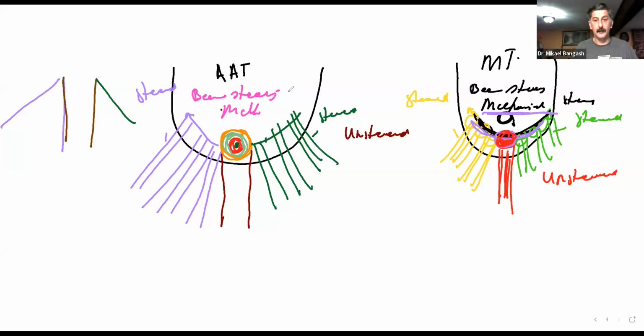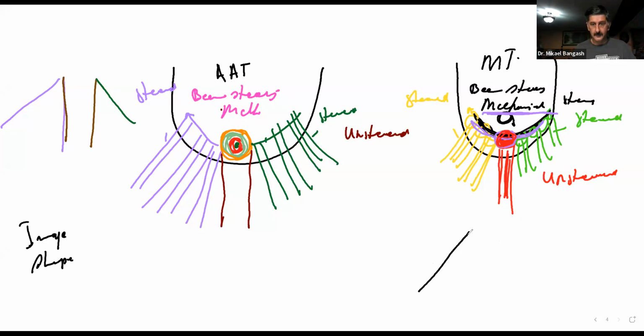Now we can skip ahead. We're going to come to the focus in just a little bit. But what do you see about the image shape in both instances? We already said yesterday that for our mechanical transducer, the image shape was sector shape, right?